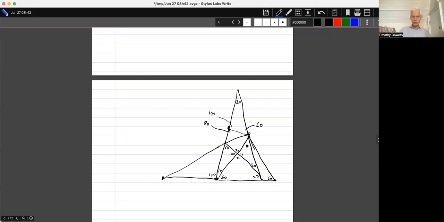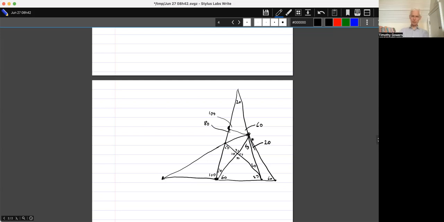Just quickly remind myself, this is 30, 110, that was a 40. And this one we know is 20. So now I have put in all the angles that we actually know, but I'm still in this awkward situation where we have those, so to speak, red angles, and any one red angle will imply all the other ones.